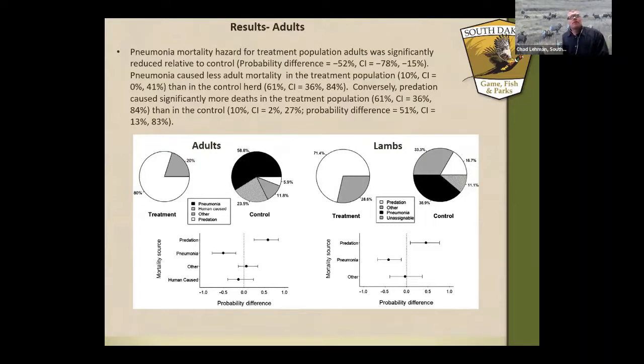And so for pneumonia mortality hazard for the treatment population, adults were significantly reduced relative to the control. Pneumonia caused less adult mortality in the treatment population than the control herd. And we did see a spike in predation in our treatment population in Custer State Park. We had a fairly high mountain lion predation rate. But when you look at actual pneumonia-related deaths, we did not document any pneumonia-related deaths subsequent then to the removal of the shedders.